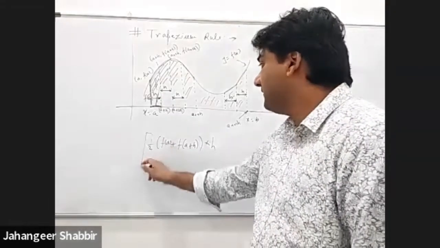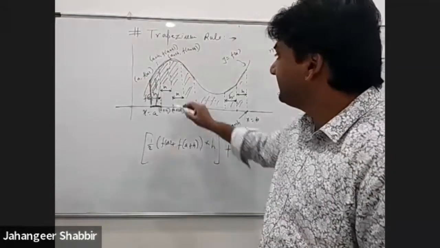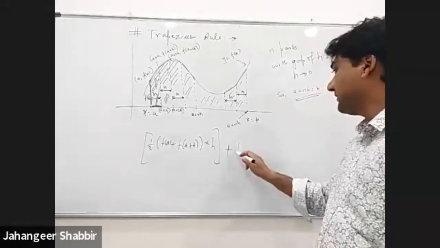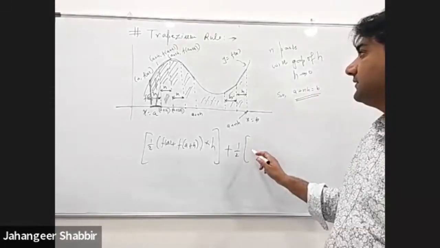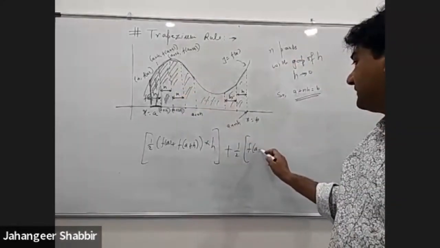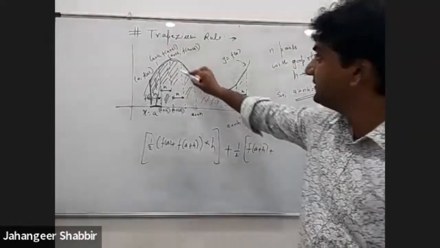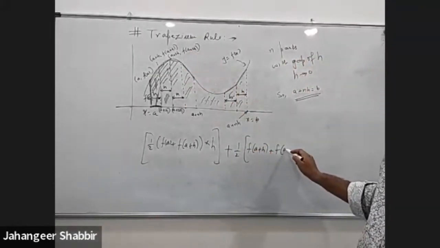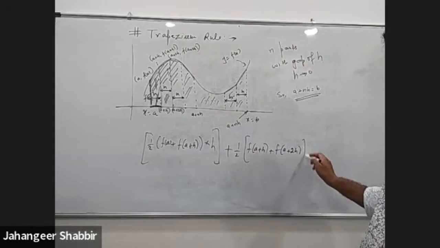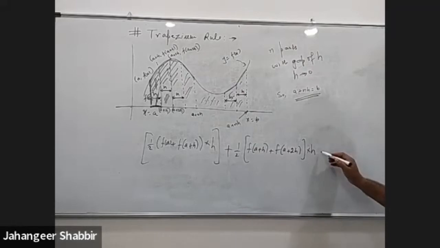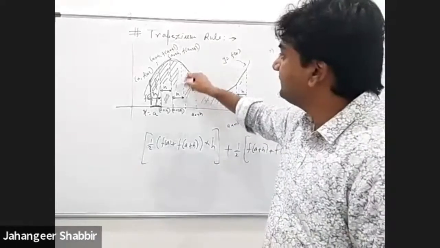Okay, so this is the area of one trapezium, plus. Now we need to find the area of this trapezium. Can you tell what's the area of this trapezium? Half, okay, half. f(a plus h), this length, plus this length, what is that? f(a plus 2h), then times h, right? Okay, great. Can you tell me the area of this trapezium?